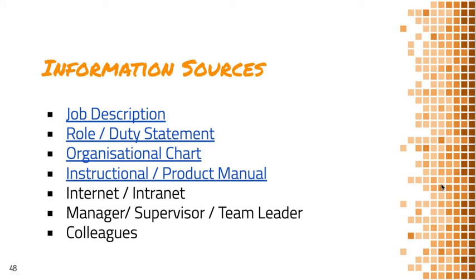Other places you get information is from your manager, your team leader, your supervisors, but also the people you work with, your colleagues. So there are plenty of places we get our information from, and you're expected to be able to know which sources to go to, which sources are reliable, and how to access those sources and that information when it is required.